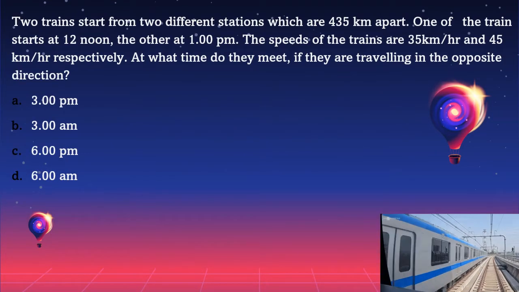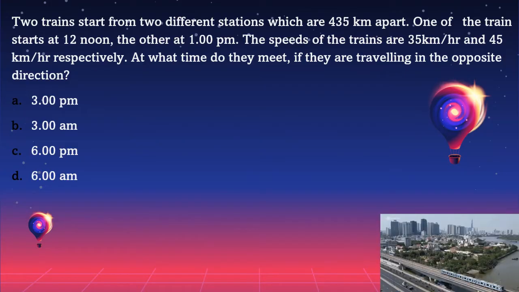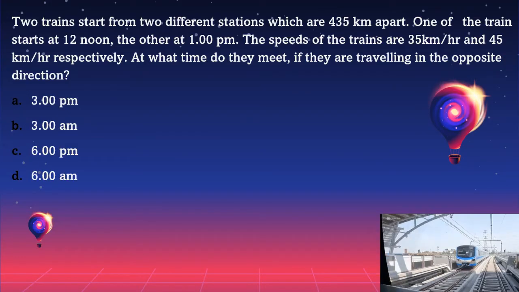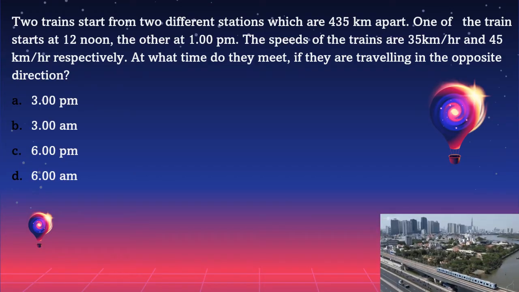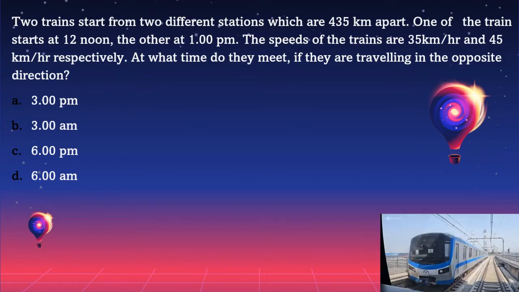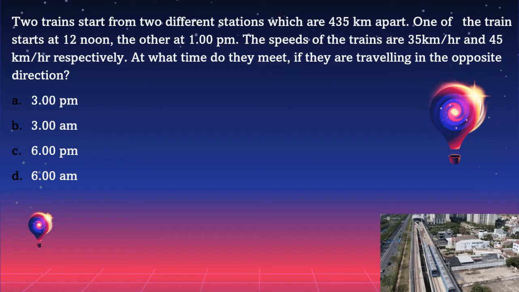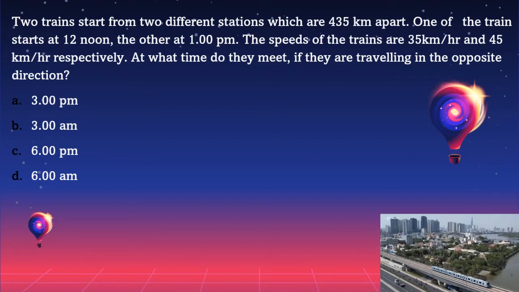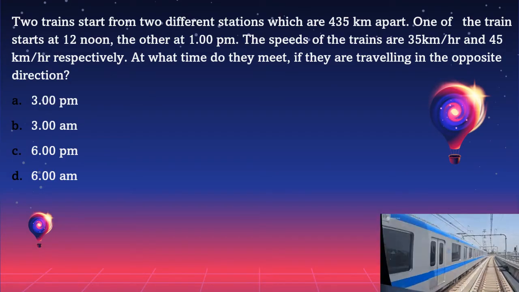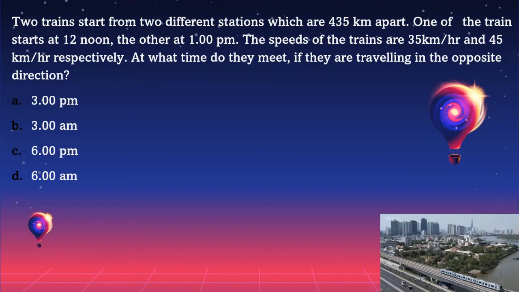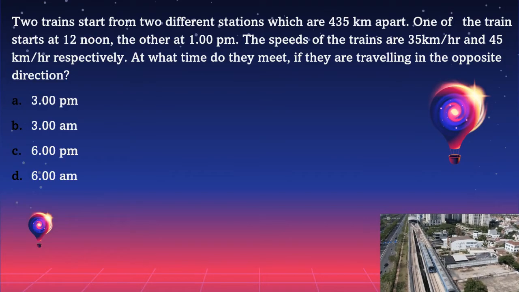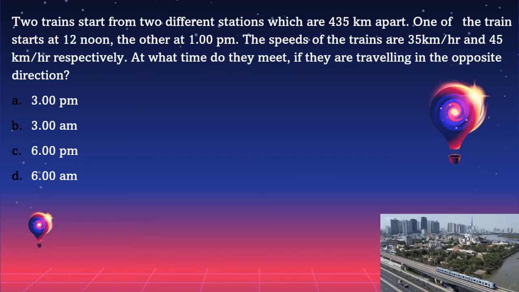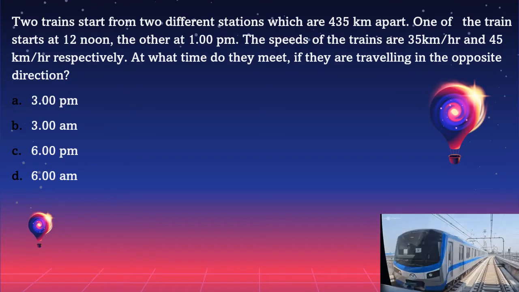So moving towards the next question, of course, in the previous question we again took time as the reference. So here, two trains start from two different stations which are 435 kilometers apart. One of the trains starts at 12 noon and the other at 1 p.m. The speeds of the trains are 35 and 45 kilometers per hour. At what time do they meet if they are traveling in opposite directions?